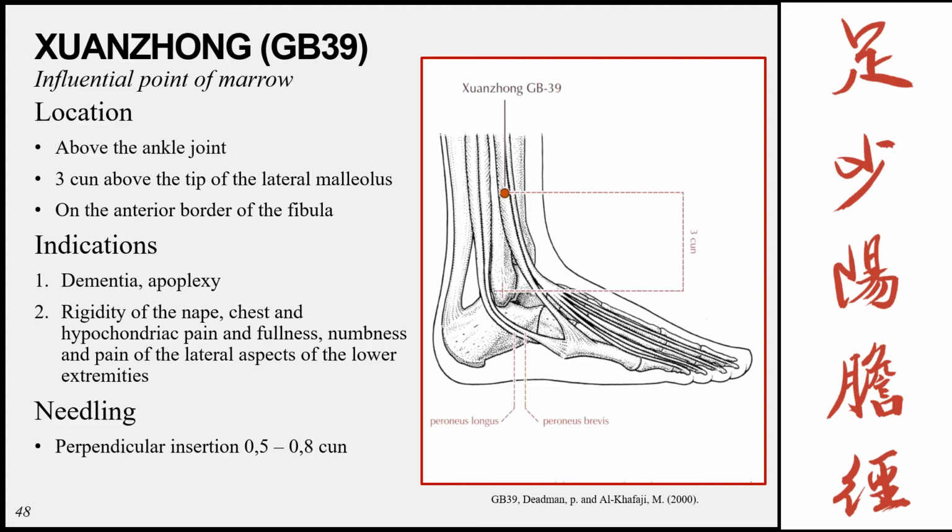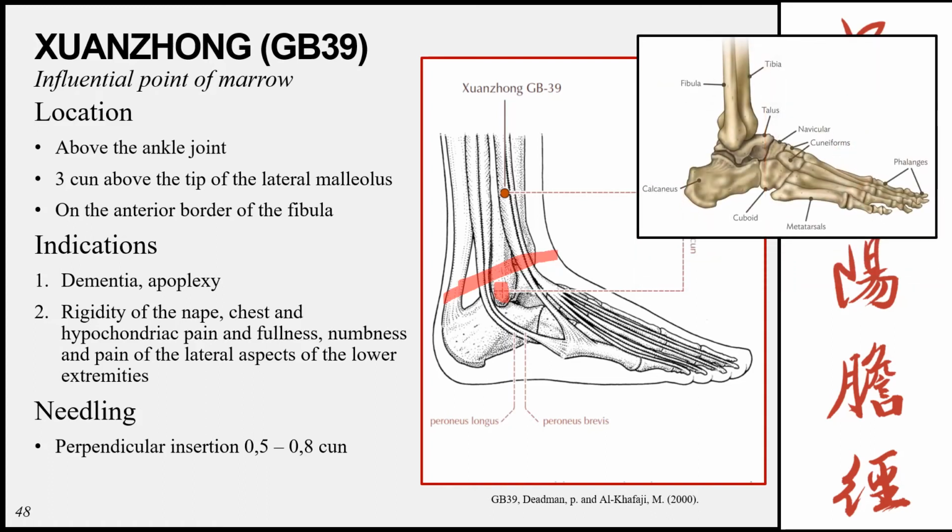The next point is XUANZHONG, GB39. So this point is the influential point of marrow, and it is located above the ankle joint. So here's the ankle joint, 3 cun above the tip of the lateral malleolus. So here's the tip of the lateral malleolus. We're now going 3 cun above, and then it's on the anterior border of the fibula. So let's bring in an image showing the fibula more clearly, and we've got to still be on the anterior border. So that's over here.